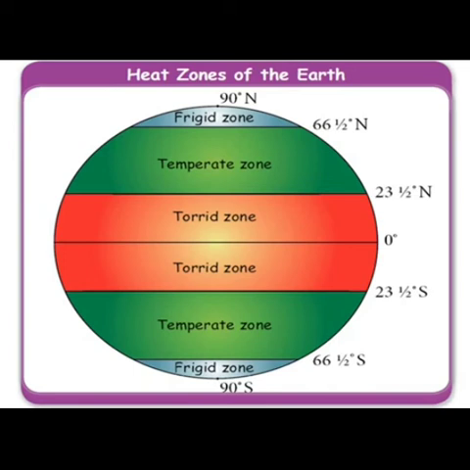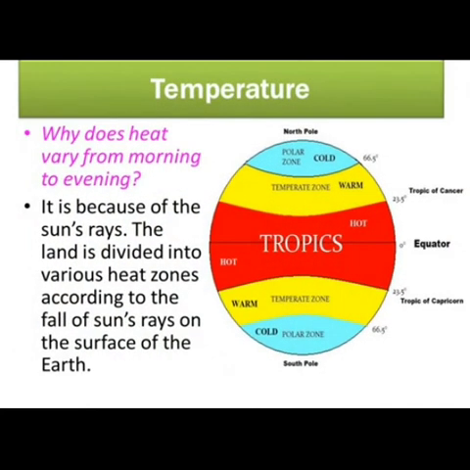You would have noticed, children, that the temperature varies from morning to evening, isn't it? In the morning it is pleasant, it is calm. As it approaches noon, it becomes hot. Then again it goes down, right? Now, how does this vary like this? Why does it vary like this? It is because of the sun's rays.